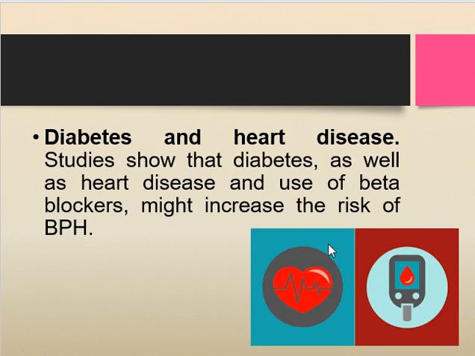Next risk factor is diabetes and heart disease. See, diabetes is a culprit for almost all the disease problems in our middle age and old age. Studies showed that diabetes as well as heart disease and use of beta blockers might increase the risk of BPH. Beta blocker drugs we use for hypertension and heart-related problems, and when you have diabetes mellitus also, you have increased risk of developing benign prostatic hyperplasia.